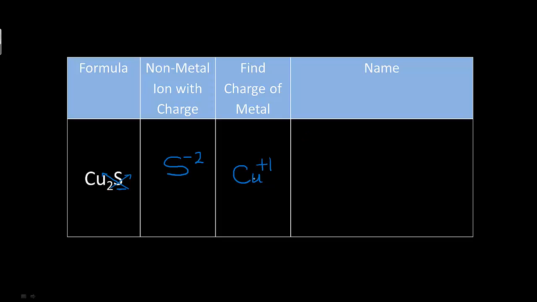So we always name our metal first. This is copper. And it has an oxidation number of 1. So we put the Roman numeral 1 right there. This is sulfur. We change our ending to IDE. So we're going to change the UR to IDE. So it's copper 1 sulfide.